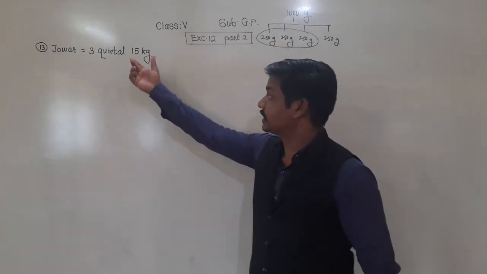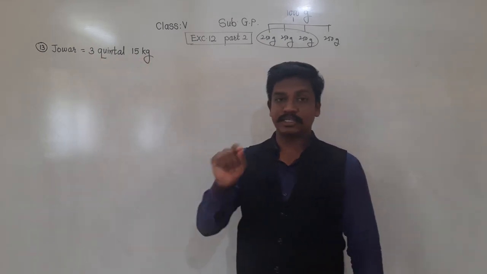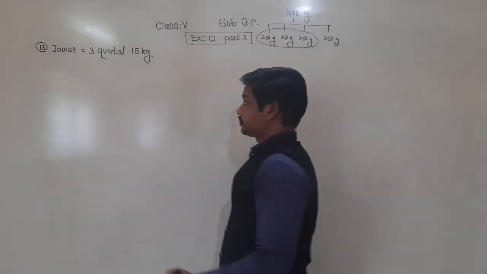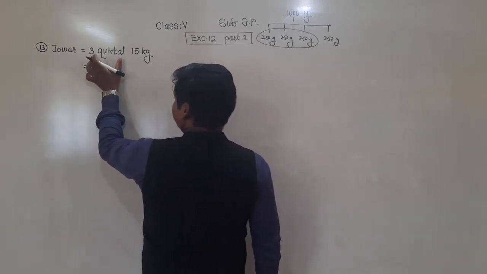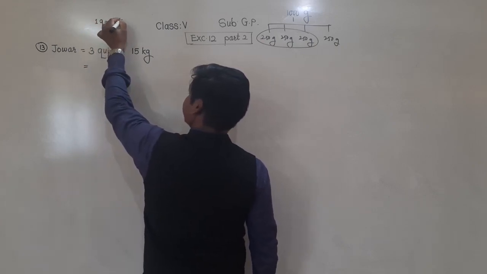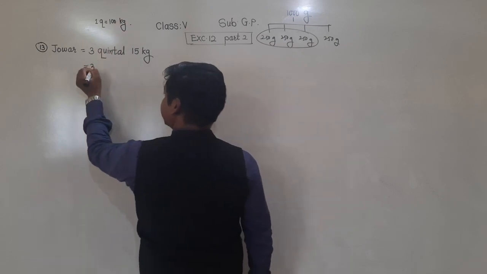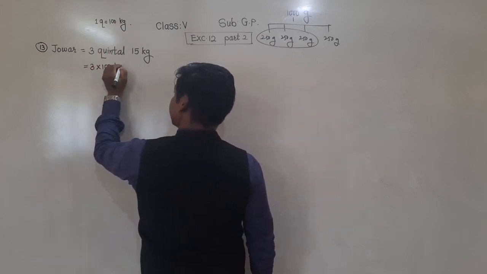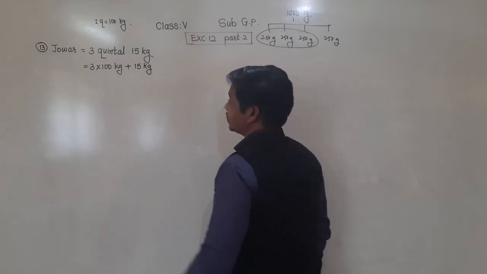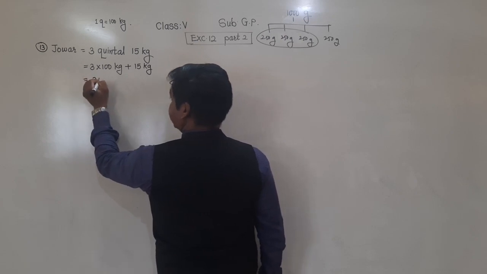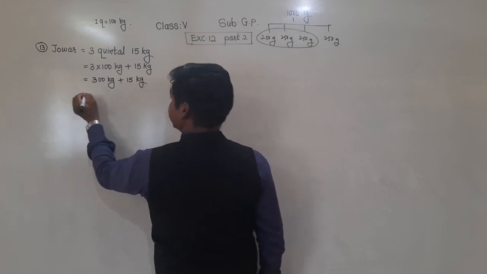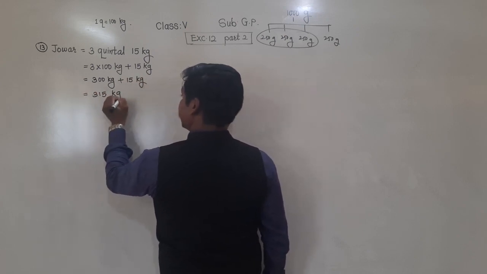So first, since the quantity of jowar is given in 2 units, quintal and kilogram, we will convert that into kilogram. You know, 1 quintal means how many kg? 100 kg, right? So 3 quintal means 3 into 100 kg, plus this 15 is kg only, so that will add in. So 100 kgs are 300 kg plus 15 kg. So total 315 kg jowar is there.